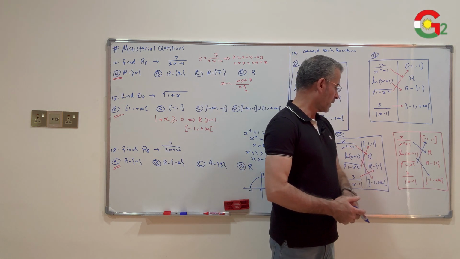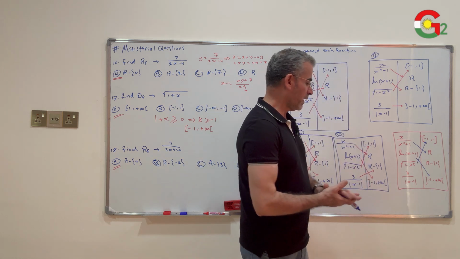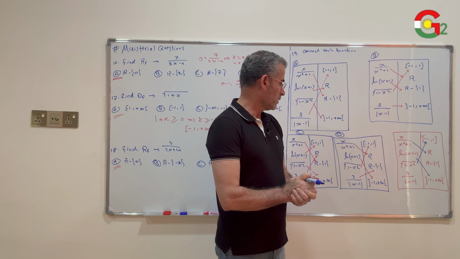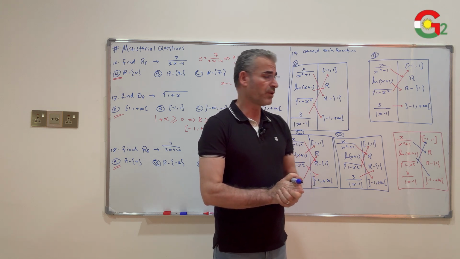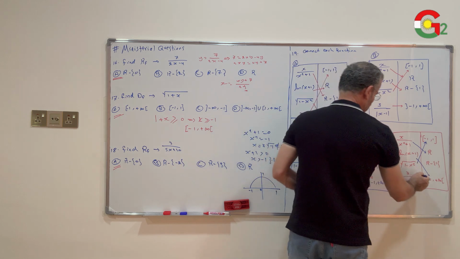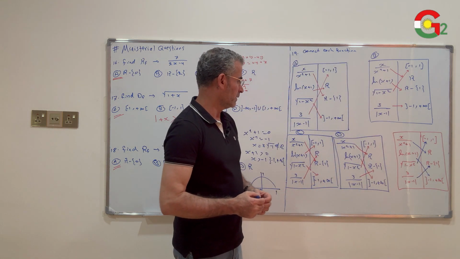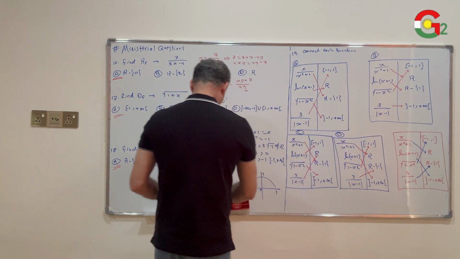The last function, 3 over absolute value of x minus 1. X minus 1 should never be 0. Then the value that makes it 0 is 1. Then I remove 1 from the real numbers: R except 1. This is the domain of this function. As you see, choice number D is the right choice.